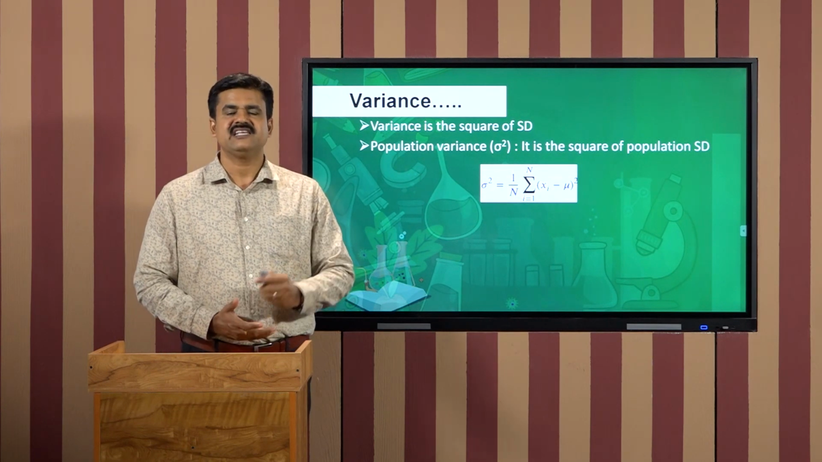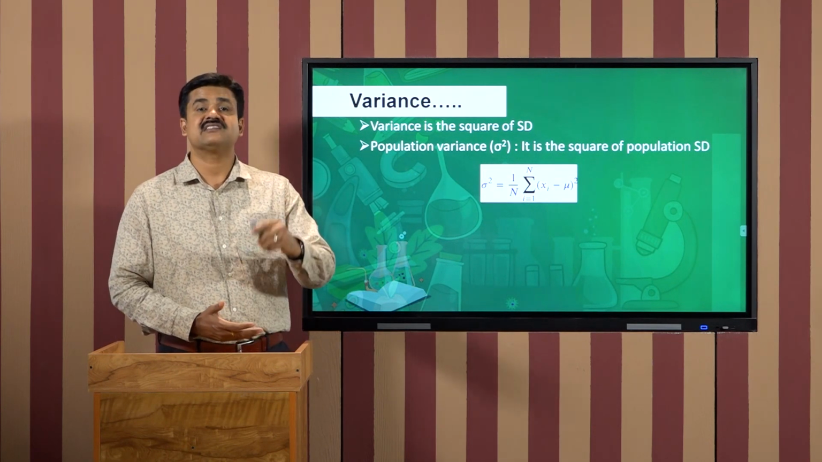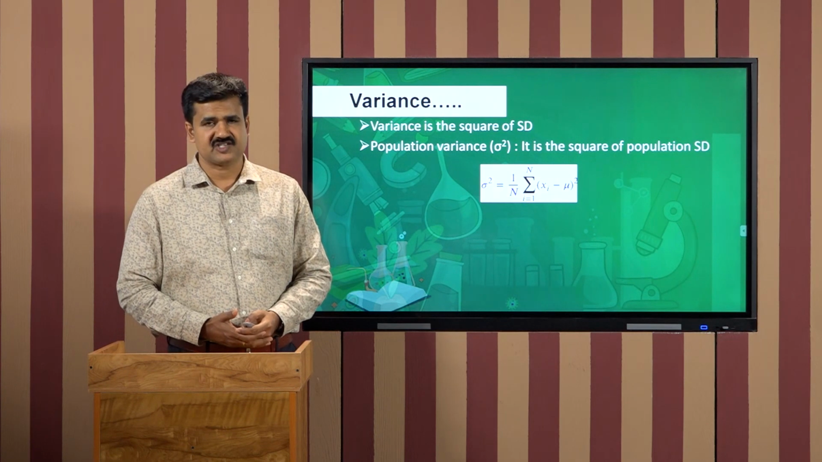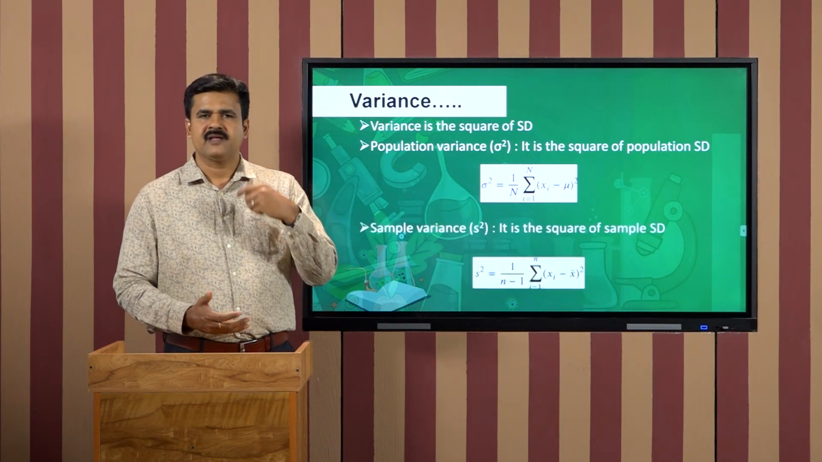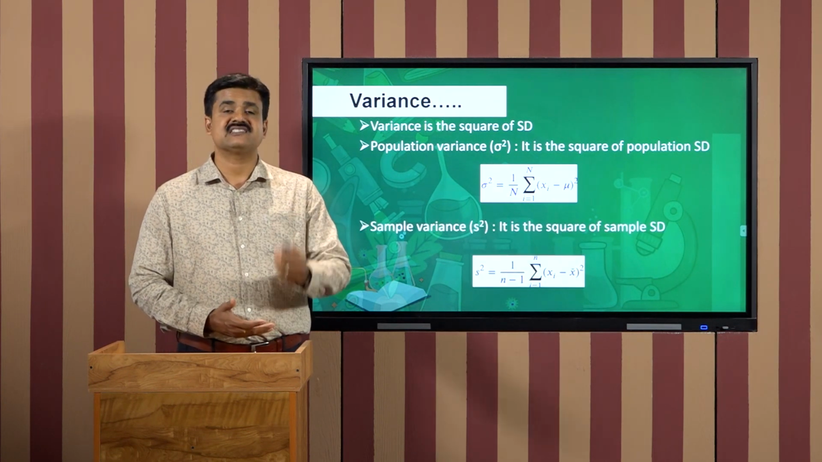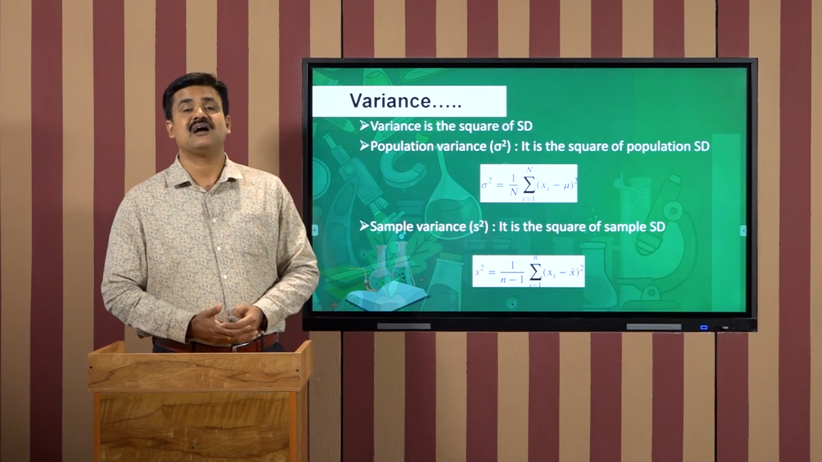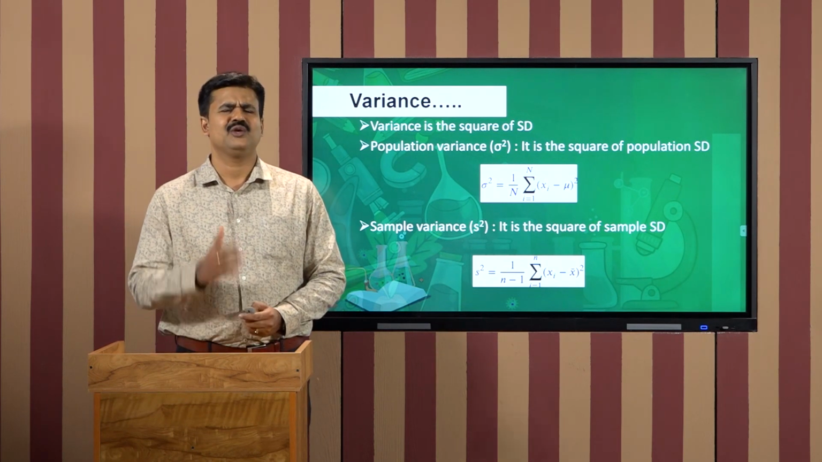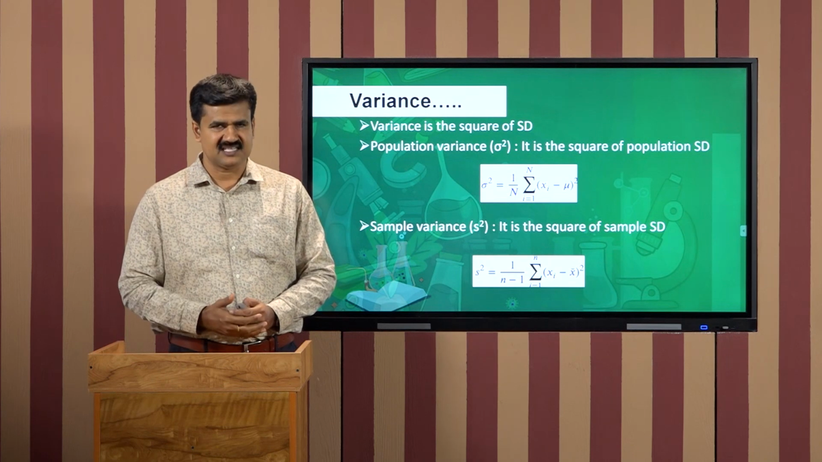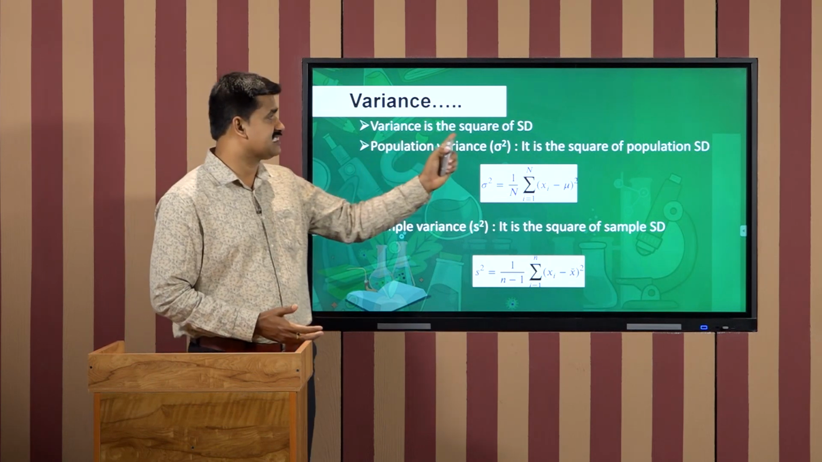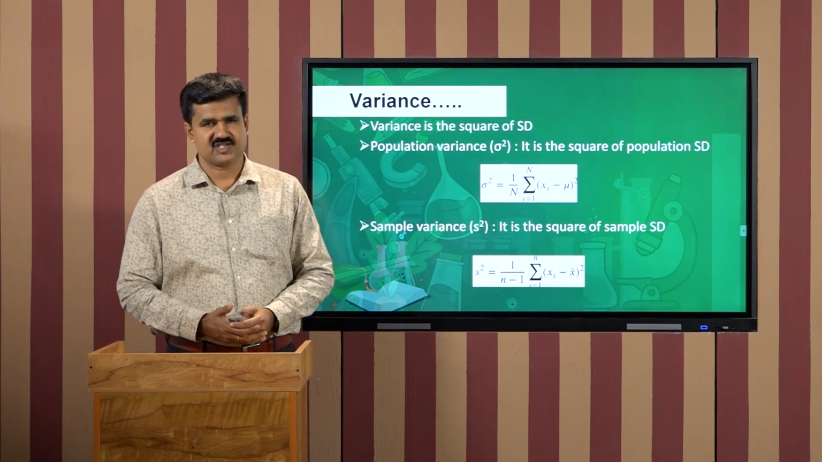Population variance is sigma square. It is the square of population standard deviation. And sample variance is S square. It is the square of sample standard deviation. You know simply the fact that variance is the square of standard deviation.